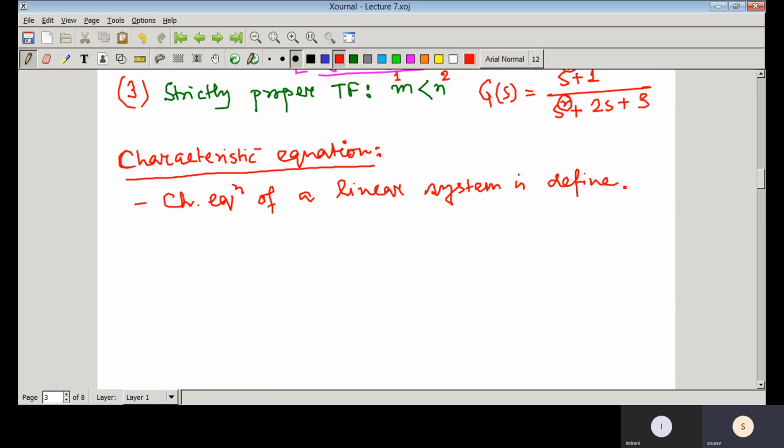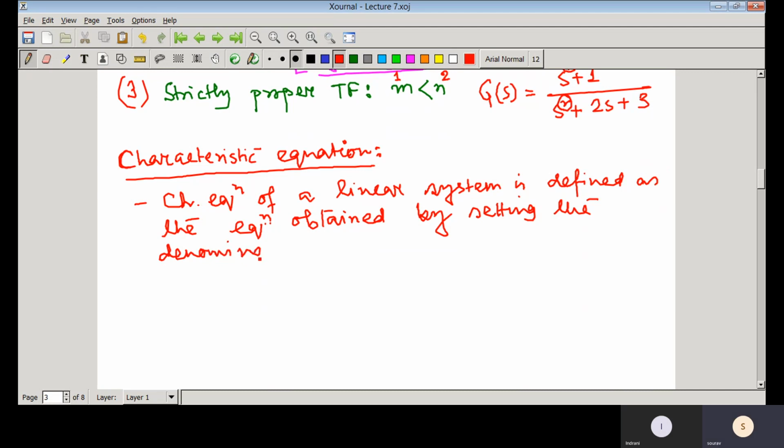is defined as the equation obtained by setting the denominator polynomial of the transfer function to 0.